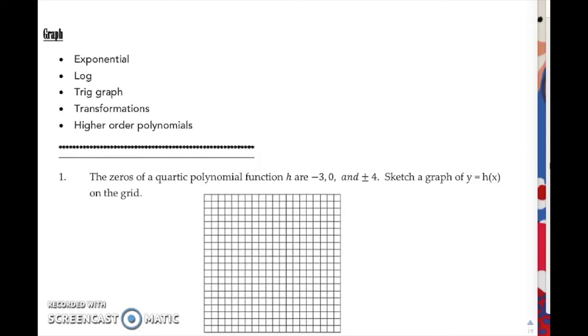Hey guys, so in this video we're going to go over all things graphing. We're going to look at graphs of exponentials, logs, trig, transformations, polynomials, really anything where they could ask us to graph. That's our focus today.